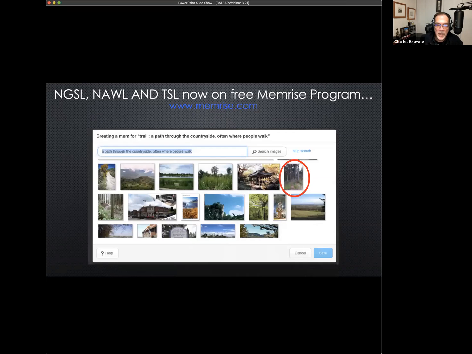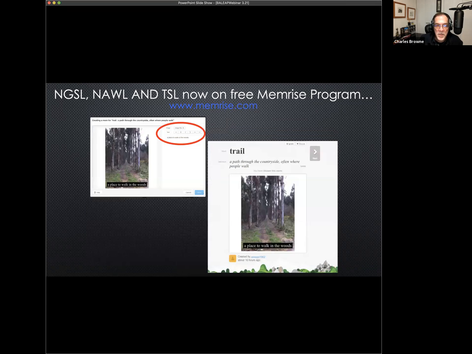In this case, I'm taken to what looks like a Google Images type of place. And what I do is I click on the image that to me seems to remind me most of the word trail. And so I click the one in the upper right. And then what happens is I'm able to modify. I can add the picture, and I even add my own definition. I wrote a place to walk in the woods. And so that's one of the nice things about Memrise, is that you can personalize it.